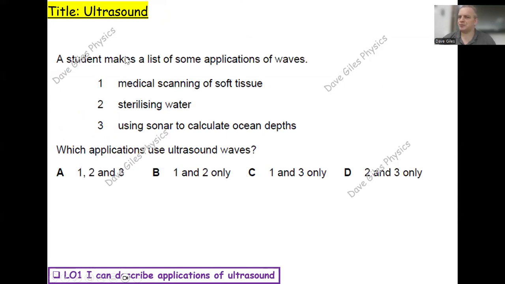Next question. A student makes a list of some applications of waves. Medical scanning of soft tissue, sterilizing water, using sonar to calculate ocean depths. Which applications use ultrasound waves? Well, we did talk about cleaning earlier, not sterilization, but it was cleaning the object that goes into the fluid. So it's not going to sterilize the water, but it is used for medical scanning of soft tissue, including fetus imaging, and to calculate ocean depth. So it's C, it's 1 and 3 only.